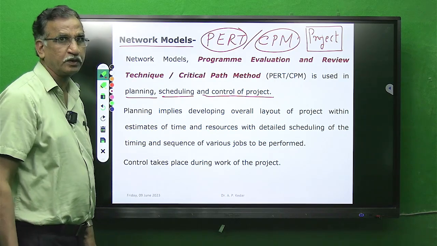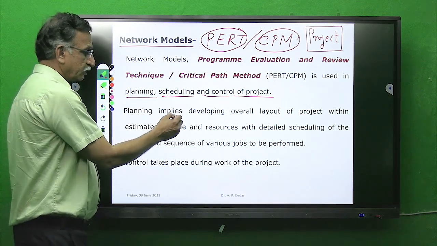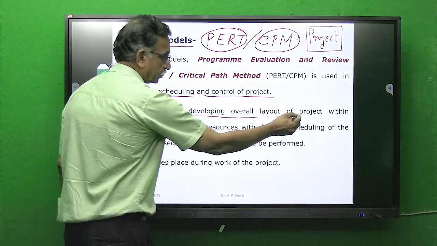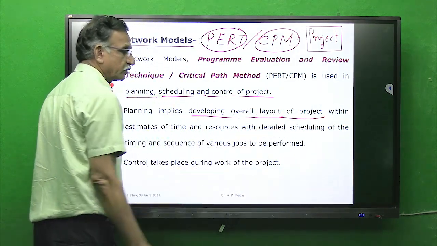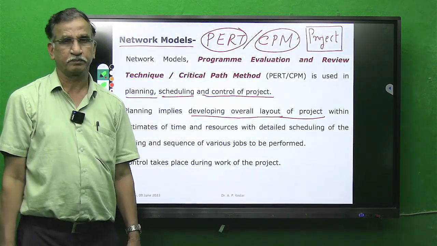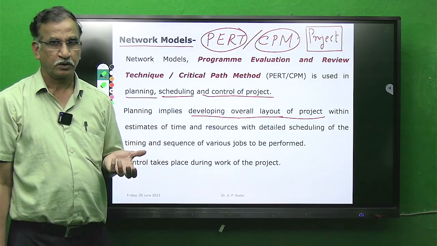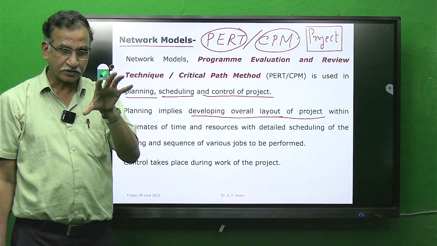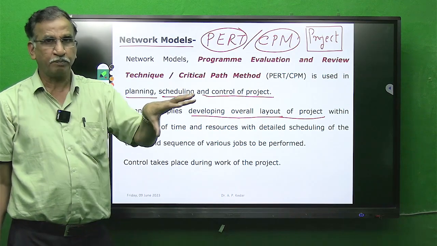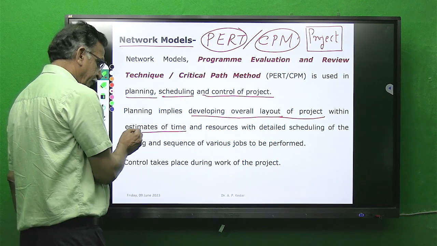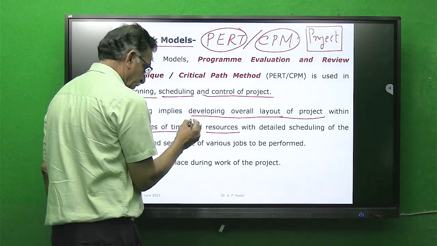What is the meaning of each and every term? Planning implies developing the overall layout of a project. This is the task which is carried out on paper with certain knowledge. You plan your task, the entire project, on paper with estimates of time and resources.